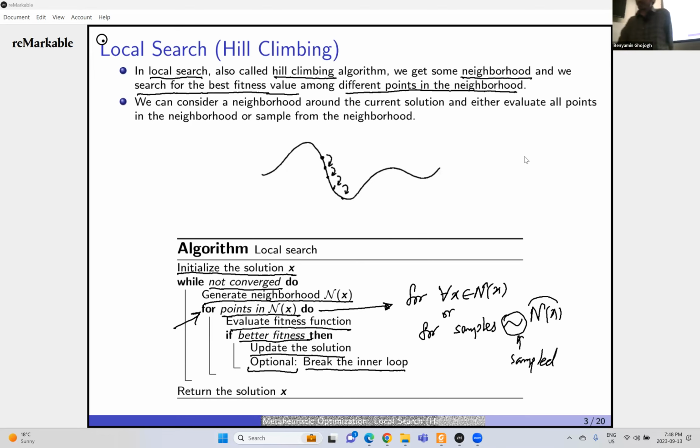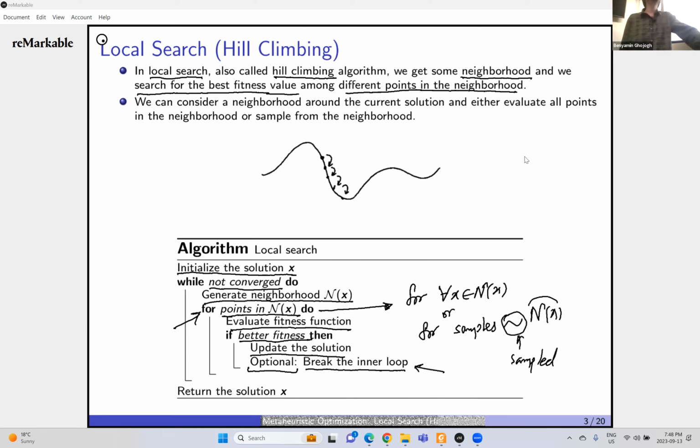Okay, so what are we doing here? What is this optional thing? If I break the inner loop, what happens? It means that in my neighborhood, if I find a better solution, I jump there. Then I define another neighborhood around me. I search again. If I find a better solution, I jump there. Again, I define a neighborhood around me.